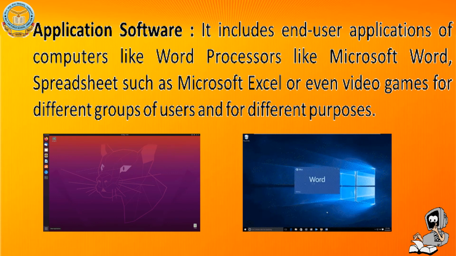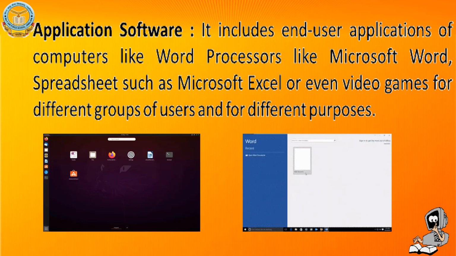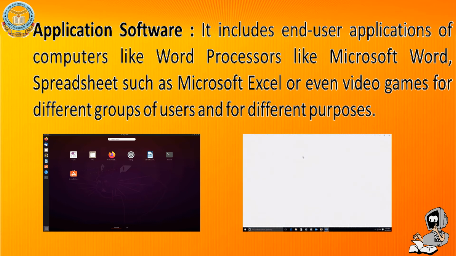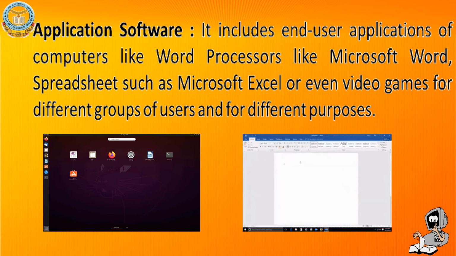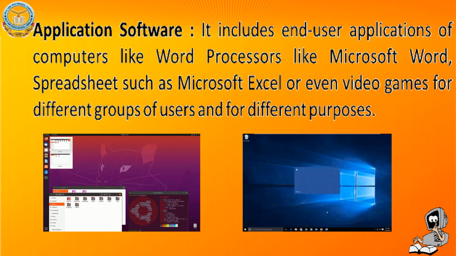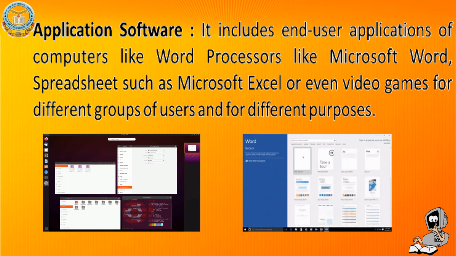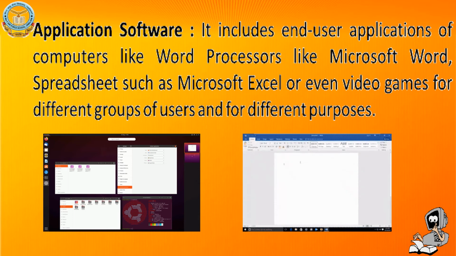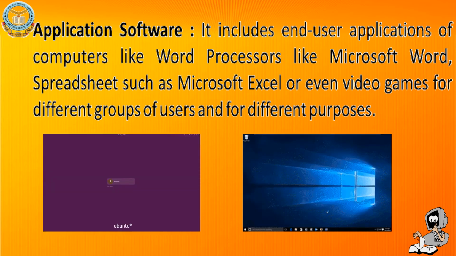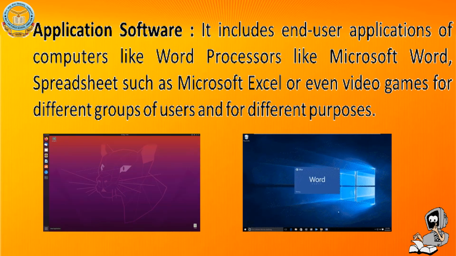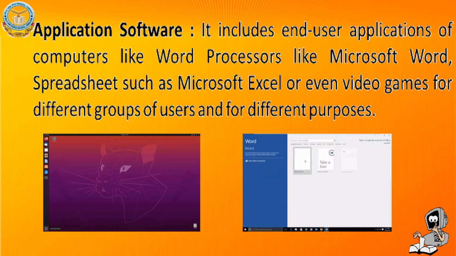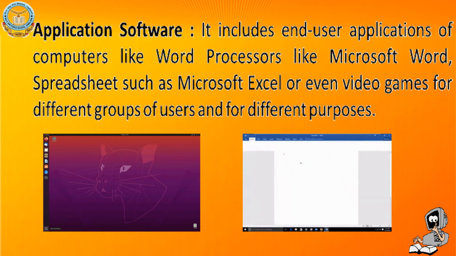Application software. An application software is any program or group of programs that is designed for the end user. Application software, also called end user programs, includes such things as database programs, word processors, web browsers, and spreadsheets. It includes the end user applications of computers like word processor, Microsoft Word, and spreadsheets such as Microsoft Excel, or even video games for different groups of users and for different purposes.